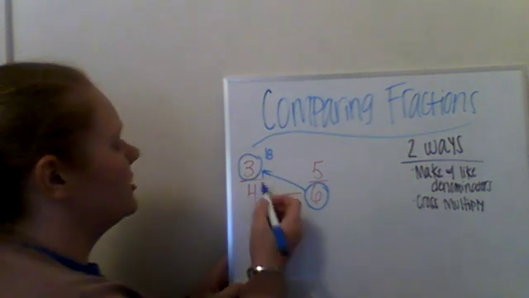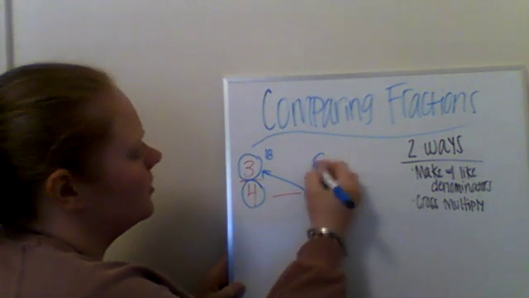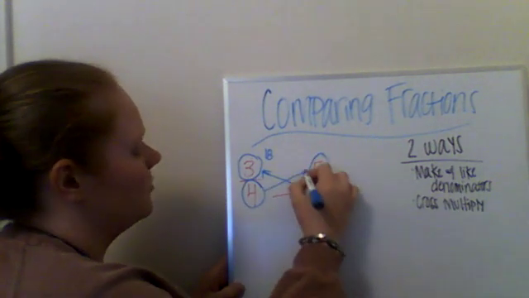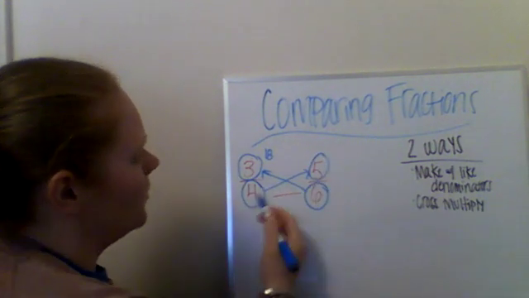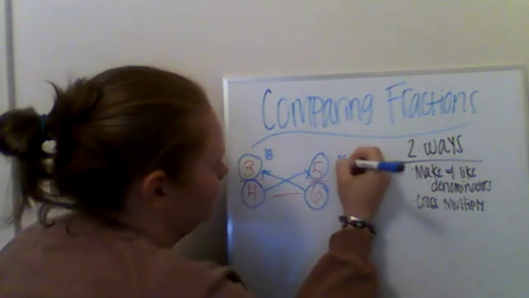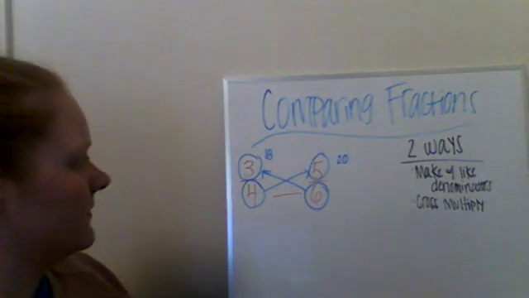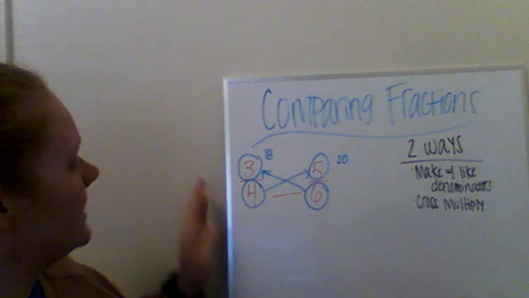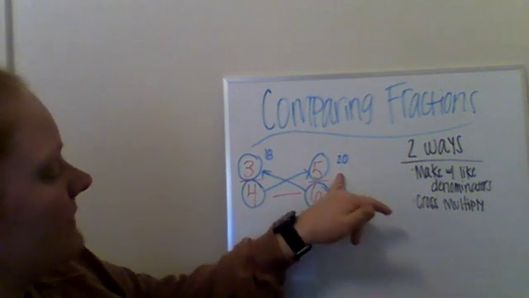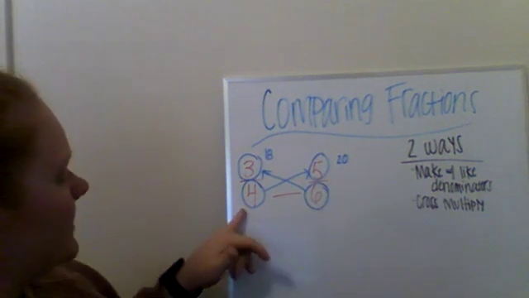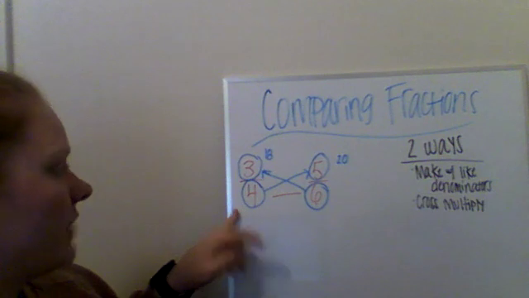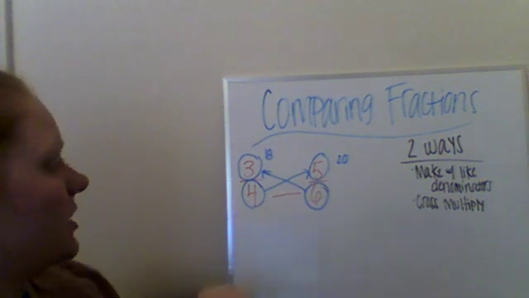So now I'm going to look at my 4. I'm going to look at my 5. I'm going to multiply them together. 4 times 5 is 20. Okay? So what I did, I took the numerator of my second fraction and multiplied it with the denominator of the opposite fraction. So 4 times 5 and I got 20.